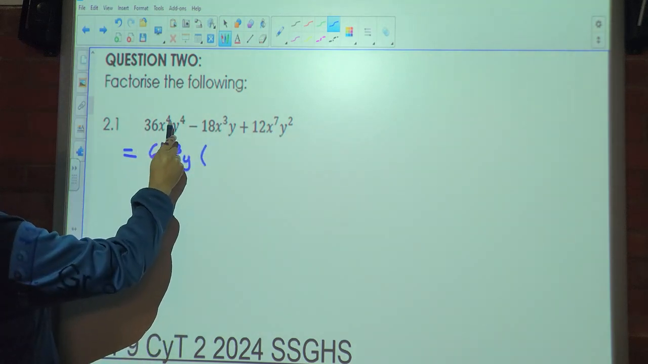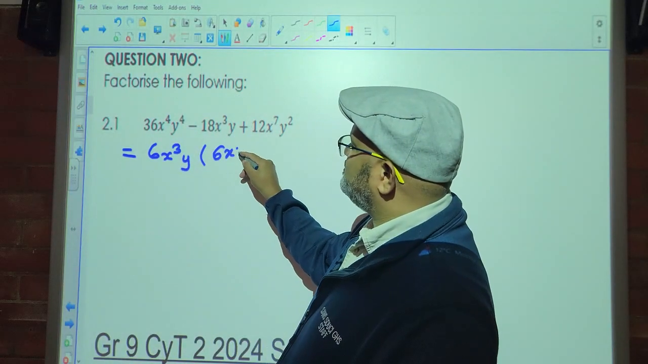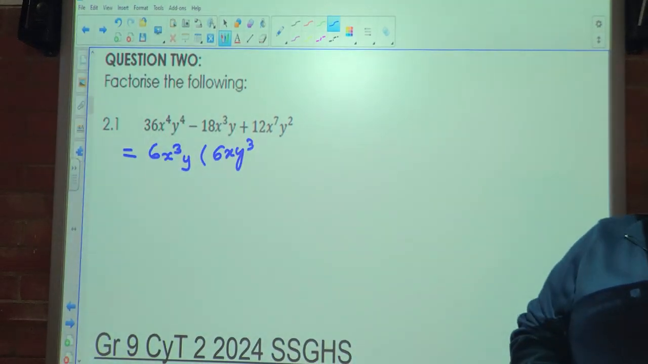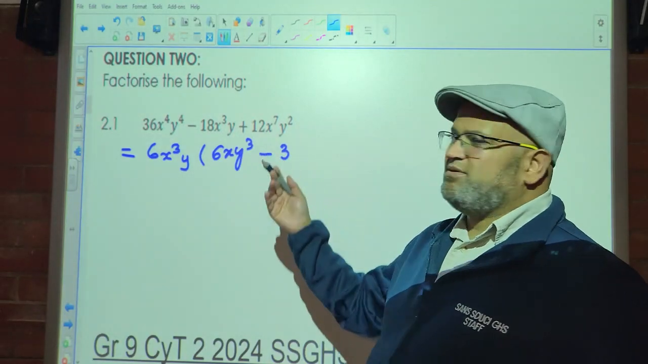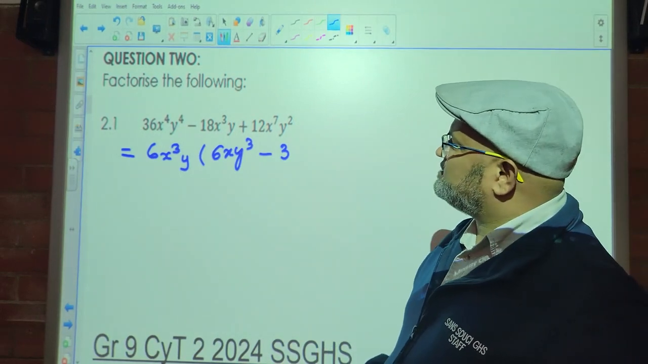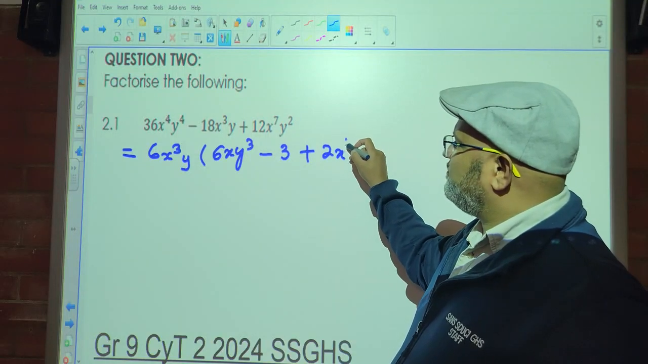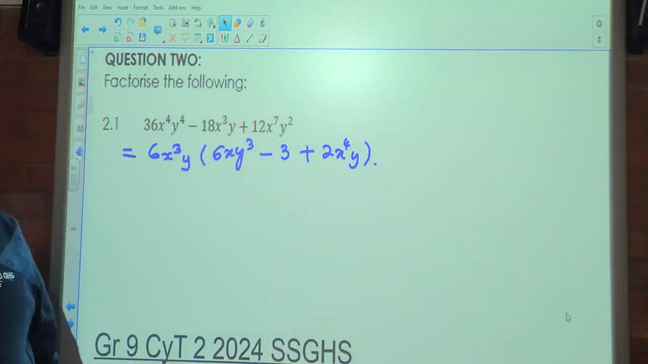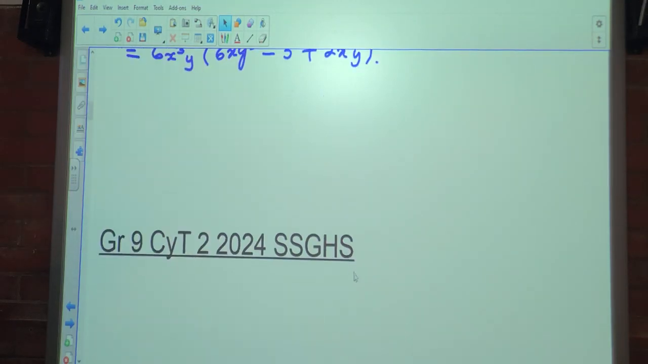So we say 36 x4 y4 divided by 6 x cubed y gives me 6 x y cubed. Negative 18 x cubed y divided by 6 x cubed y is negative 3, and the variables cancel. 12 x to the power of 7 y squared divided by 6 x cubed y will be positive 2 x4 y. That's your answer. Any confusion here? No. Let's go to the next one.